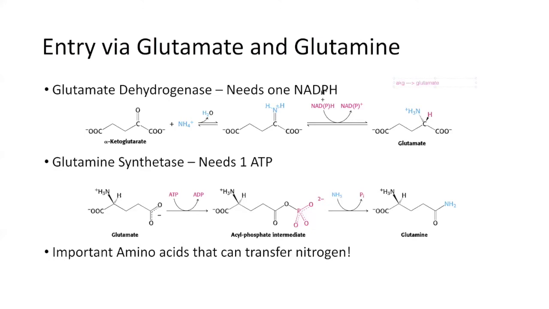Essentially, I like to think of it as this. Glutamate is the amino acid version. Alpha ketoglutarate is the alpha keto acid version. And so the idea is that the two of them are pretty much the same, except glutamate has the nitrogen, whereas alpha ketoglutarate has the alpha keto acid version.